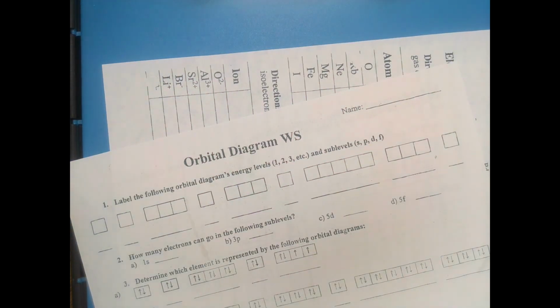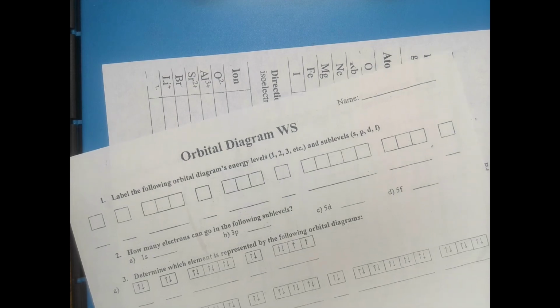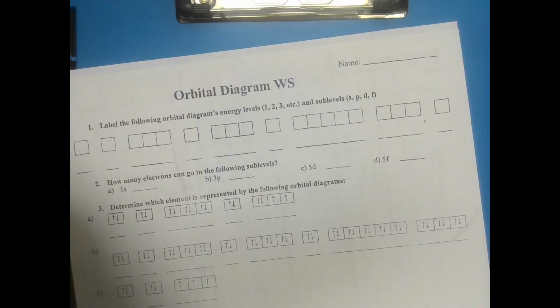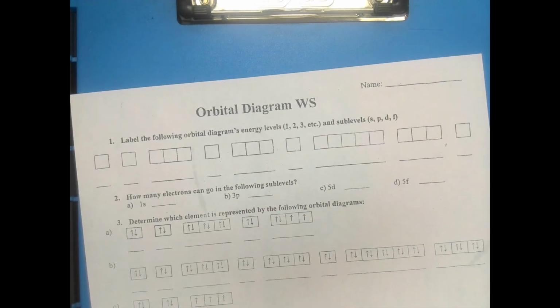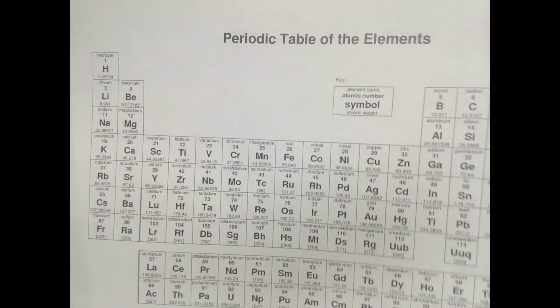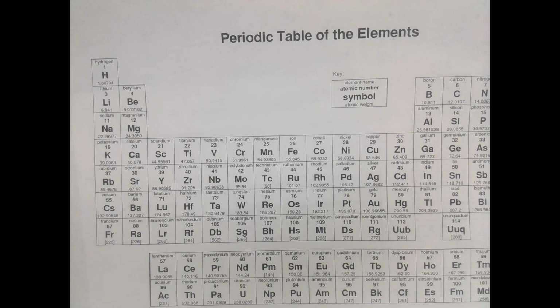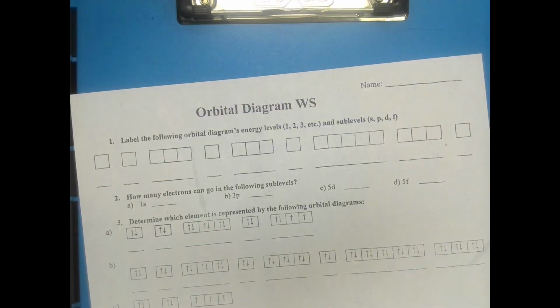Alright, our test is going to be very similar to our homework. So let's go over the homework. The only thing you will be given for the test is a standard periodic table of elements. Everything else you will have to memorize.